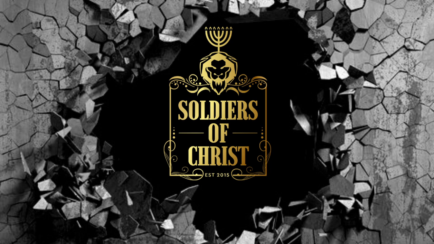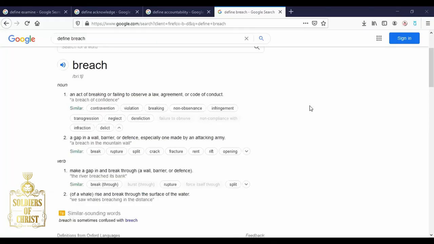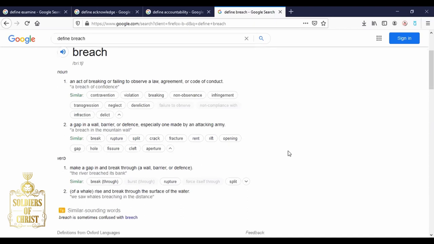What is a breach? Let's get some definitions real quick. The definition of breach, noun: an act of breaking or failing to observe a law, agreement, or code of conduct. We want the second definition. The second definition of breach: a gap in a wall.